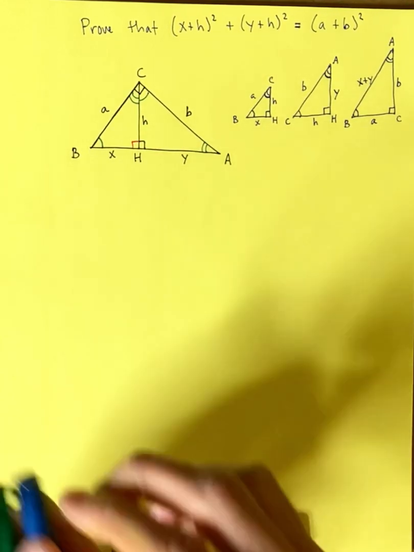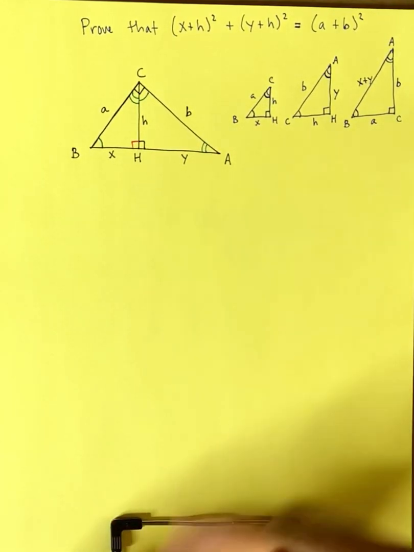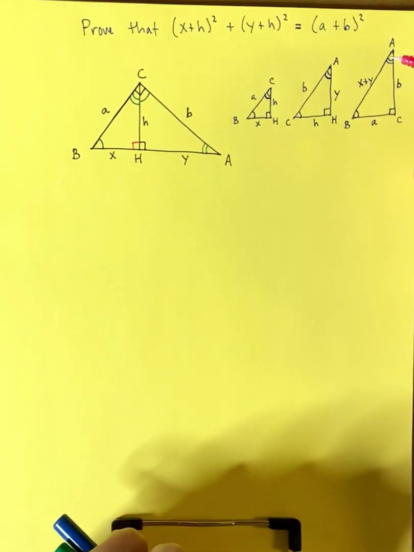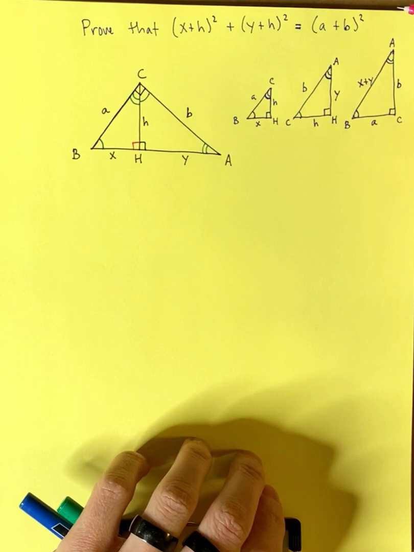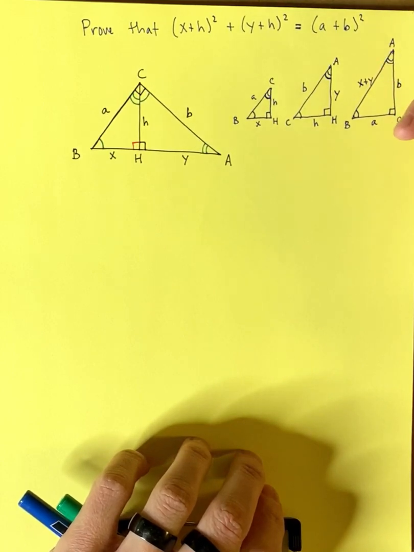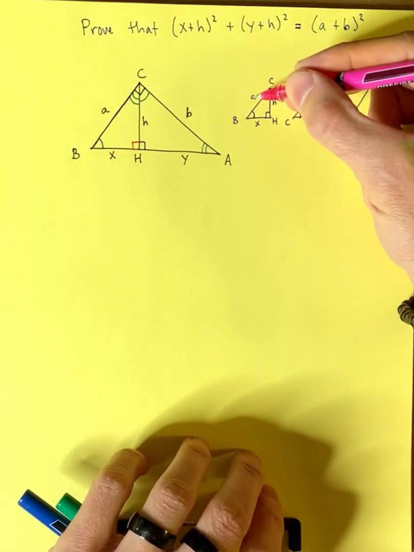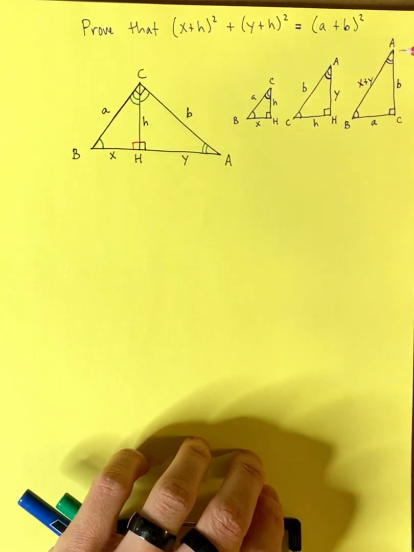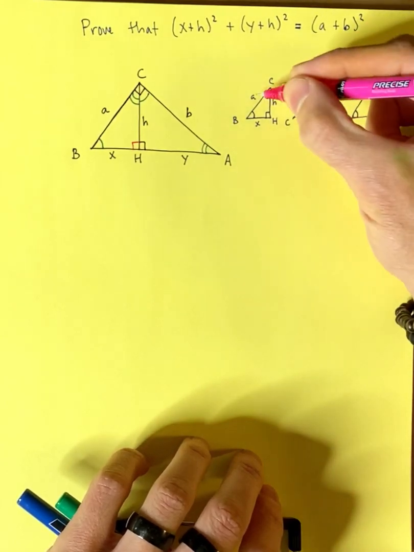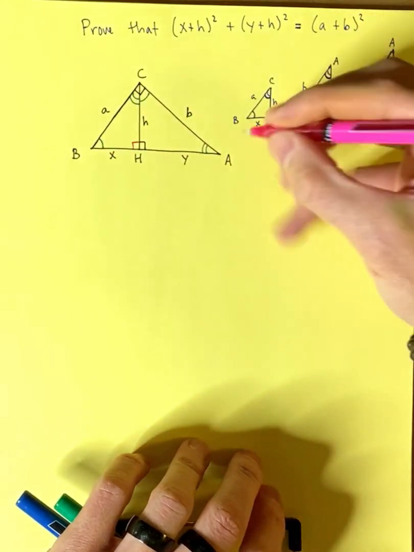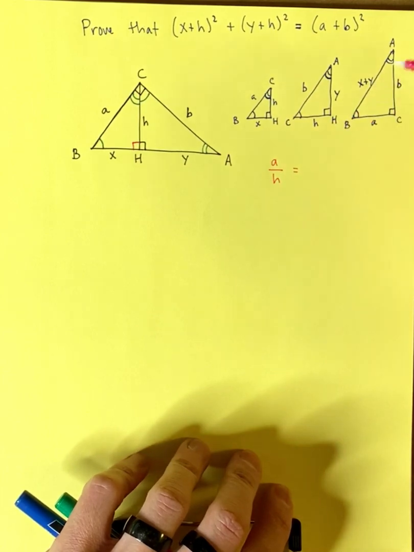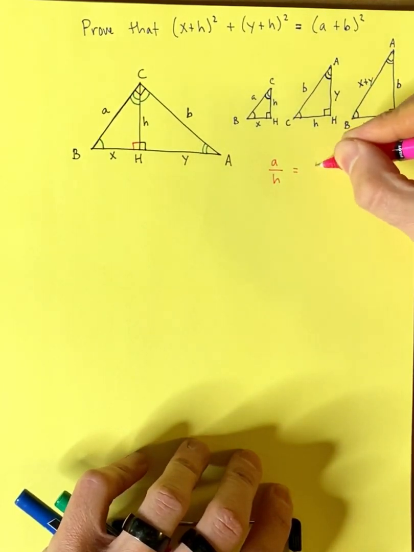I want to try two different things. Here's one connection that I want: A over H equals this over that. So let's see, I want A over H, so I'll write it here. A is to H as that is to that.